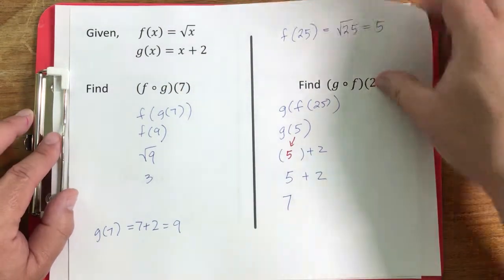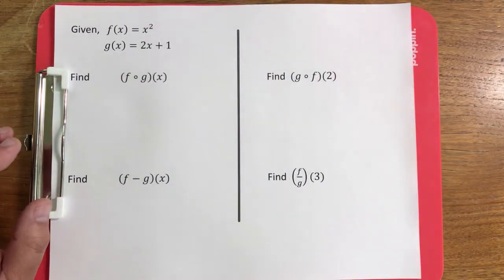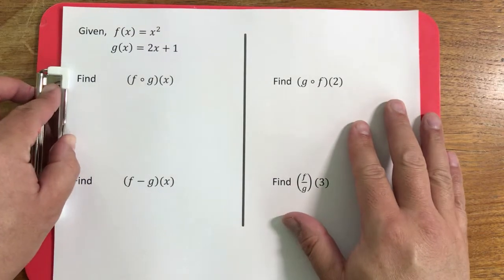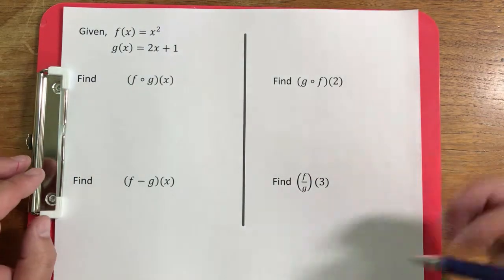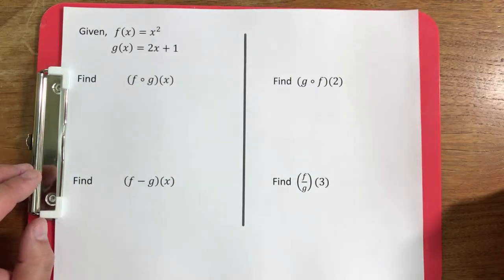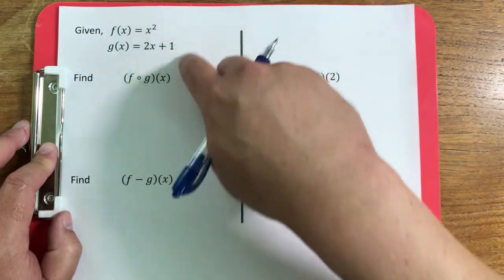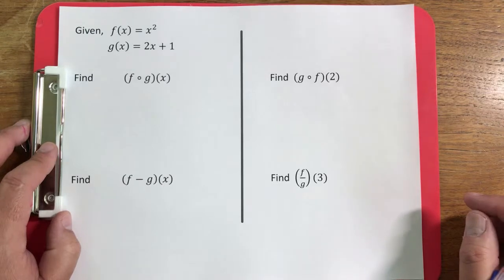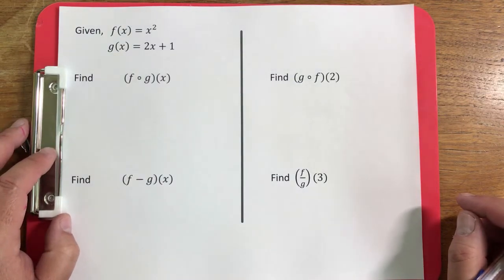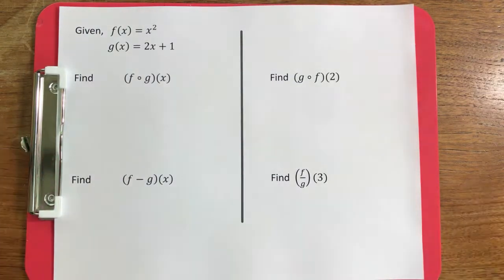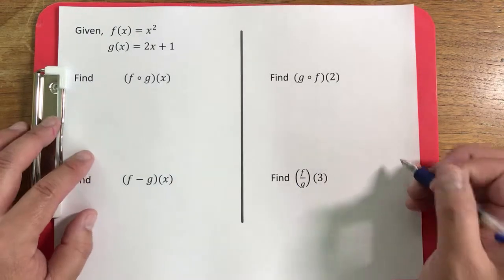Okay. Now, let's do the last little bit of this. So go ahead and freeze the video, and these are the 4 different ways I can give you the problem. And I've given you a different given for the functions. Okay, now that you've tried this out, let's work on this together.